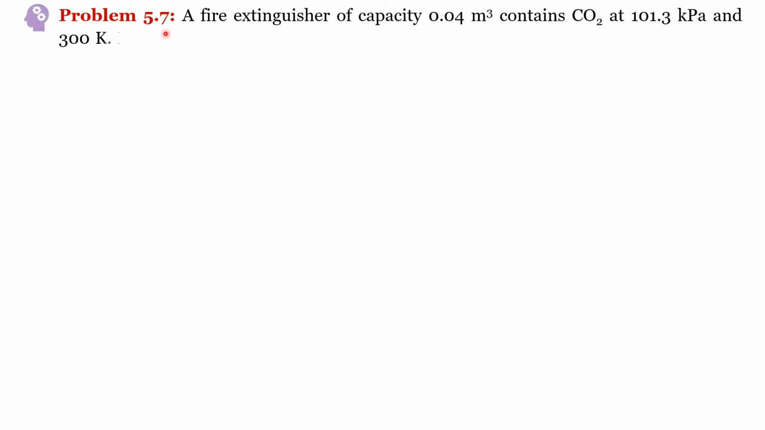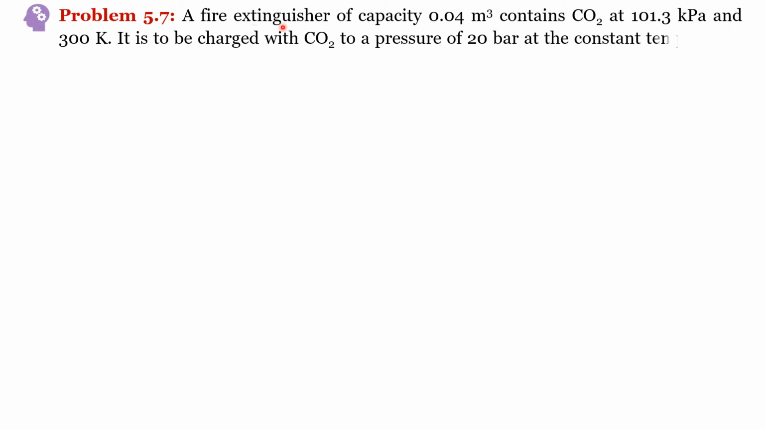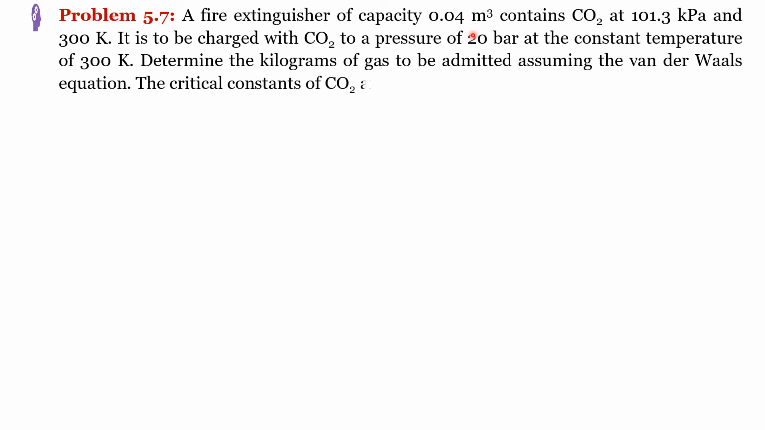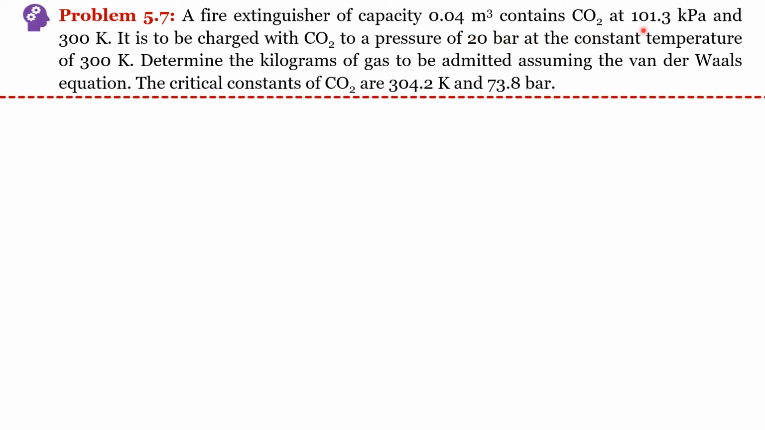Problem number 5.7. A fire extinguisher of capacity 0.04 meter cube contains CO2 at certain temperature and pressure. Now it is to be charged with CO2 to a pressure of 20 bar at a constant temperature of 300 Kelvin. Determine the kilograms of gas to be admitted, assuming van der Waals equation, and critical constants are given.